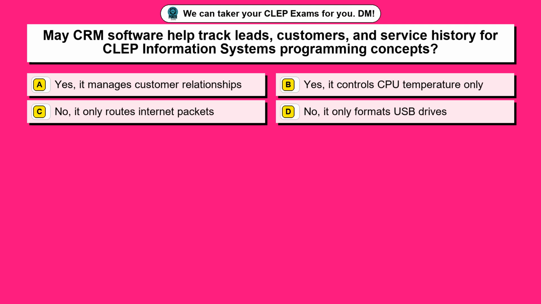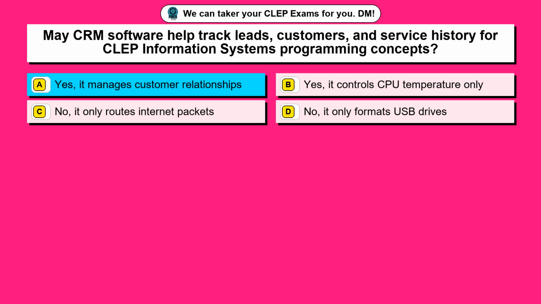Question 15. May CRM software help track leads, customers, and service history for CLEP Information Systems programming concepts? Option A. Yes, it manages customer relationships. Option B. Yes, it controls CPU temperature only. Option C. No, it only routes internet packets. Option D. No, it only formats USB drives. The correct answer is option A.